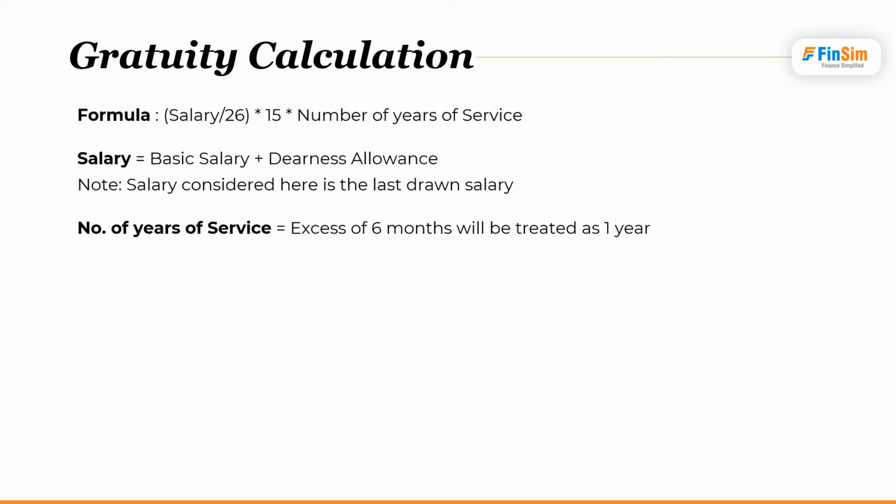If an individual has served for more than 6 months in a year, it will be treated as 1 year for gratuity calculation. Let's understand this with an example. If an individual has worked for 7 years and 8 months, for gratuity calculation, number of years will be considered as 8. Maximum amount which the organization is obligated to pay as per the Act is 20 lakh rupees.